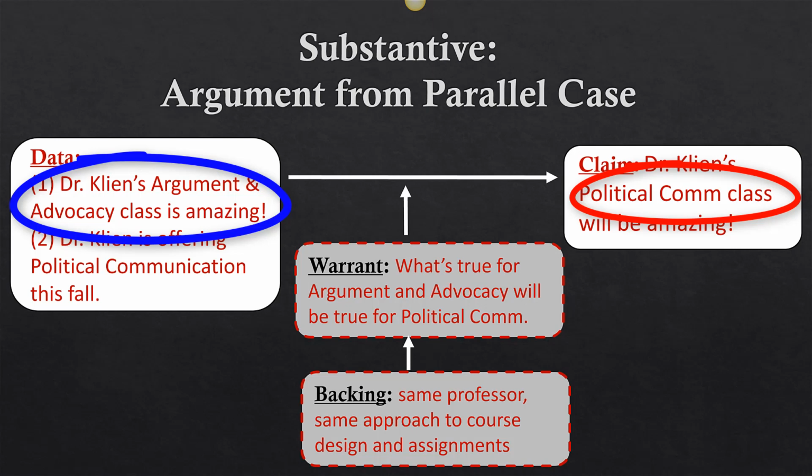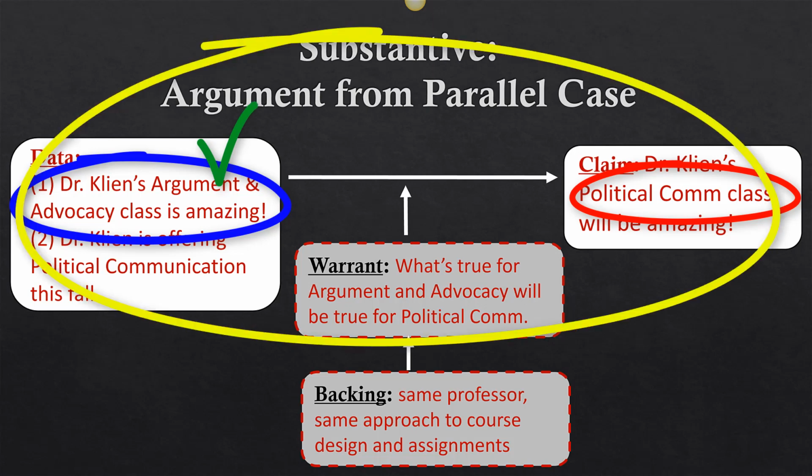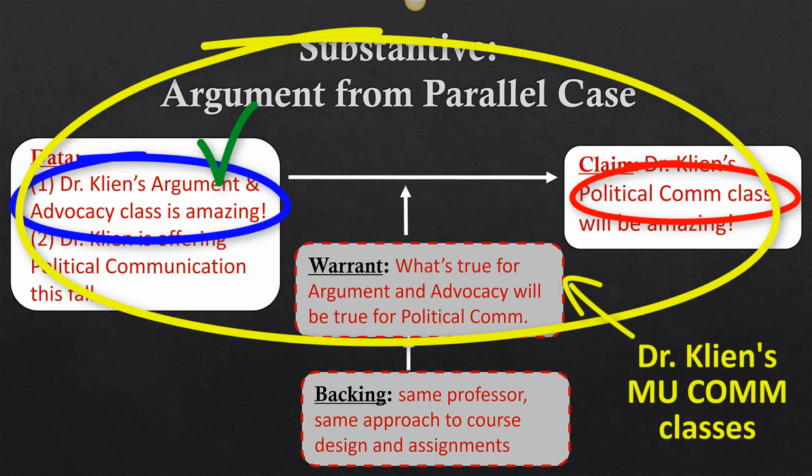The implied warrant for a parallel case argument is that what's true for one member of a class, in this case, courses offered by Dr. Klein in the University of Missouri's Department of Communication, is going to be true for another member of that class. So argument and advocacy and political communication are both courses offered by Dr. Klein in Mizzou's Department of Communication. So what's true for one class is going to be true for the other. And the backing for this particular example is that it's the same professor, same approach to course design and assignments, so on and so forth.